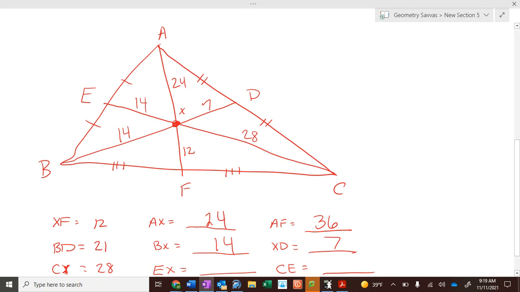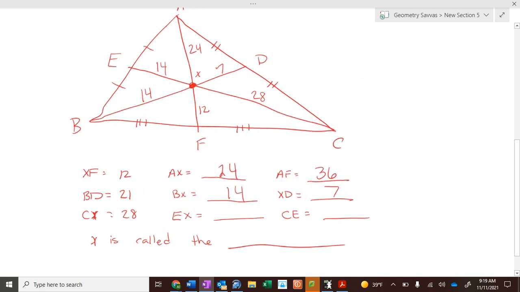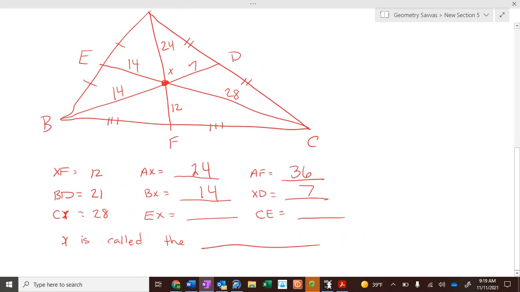Okay? All right. What is X called? What's the vocabulary word for X? Where all three medians cross. You guys don't know your vocabulary yet. You'll have to learn them by next Thursday. It's called the centroid. The centroid is the vocabulary word for X. Centroid.